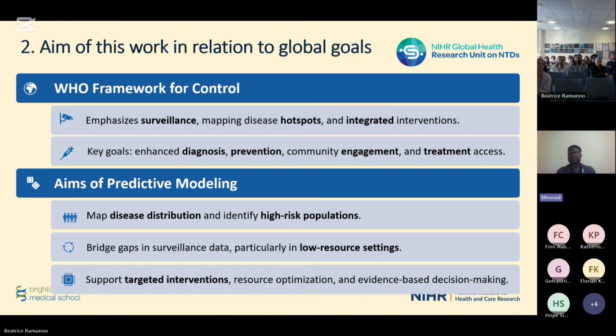And the aim of the prediction model. What is the aim of the prediction model? Mapping disease distribution is one of the most useful tools for the control of the disease. It identifies high risk populations and high risk areas of disease, and predicts gaps in surveillance data, particularly in lower resource settings. I mean in lower income countries. So it supports targeting interventions, optimizing resources, and even evidence-based decisions. This can support decision makers, those who are working as policy makers. Next.